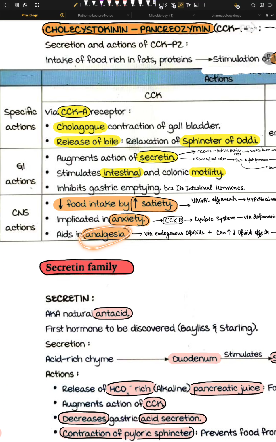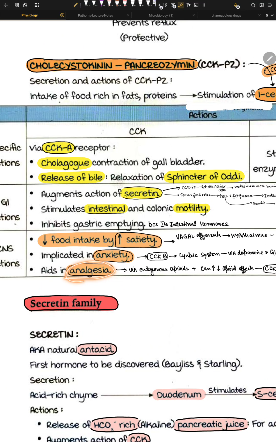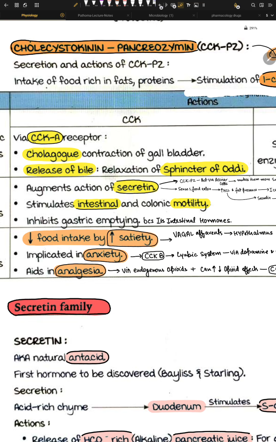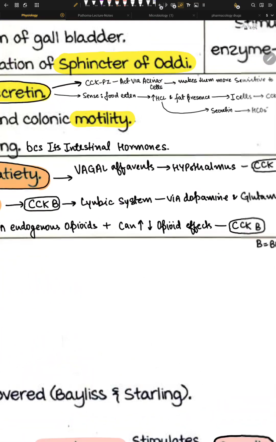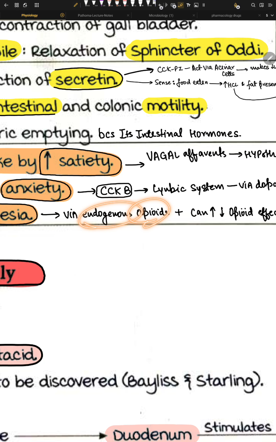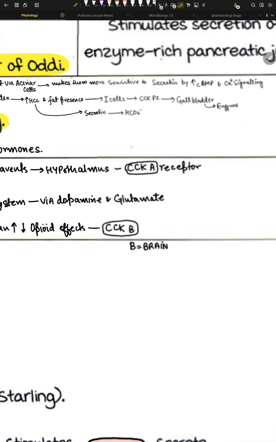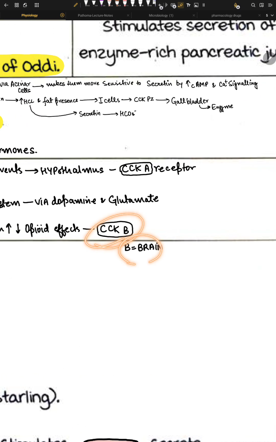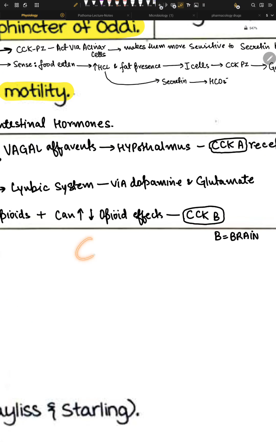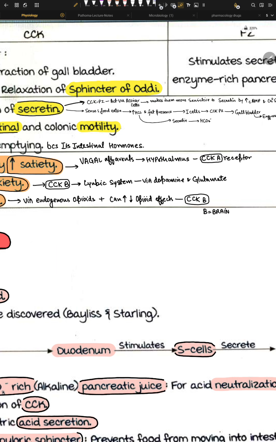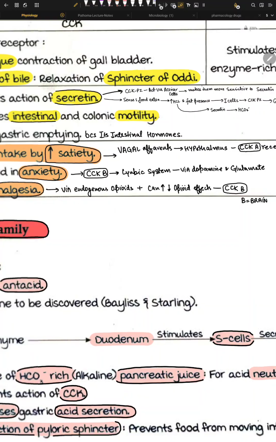Another thing, analgesia. Analgesia means ability to handle pain. So CCK can work via the endogenous opioid receptors, right? And this can increase or decrease the effect of your endogenous opioids. You make your own opioids, right? So it works also via CCKB. Usually I just remember that CCKB receptors are present in the brain, because I've seen them in the hypothalamus and in the limbic system. So for CCKB, I think about brain.